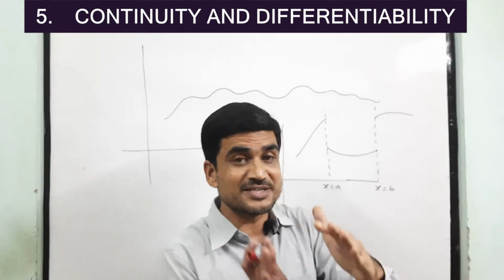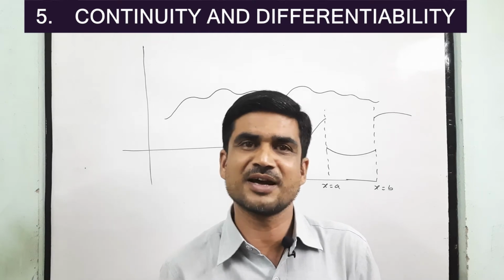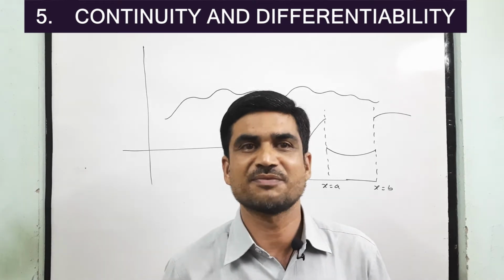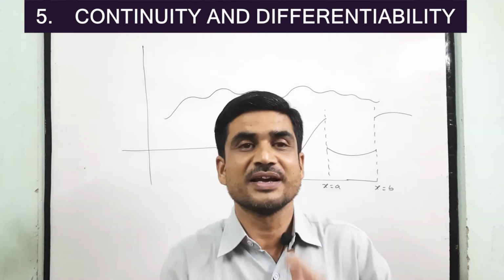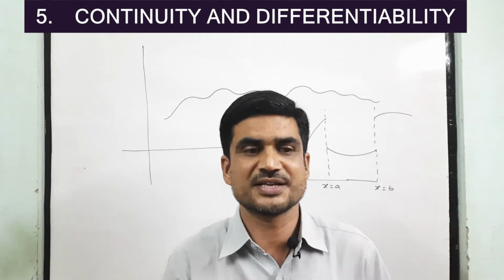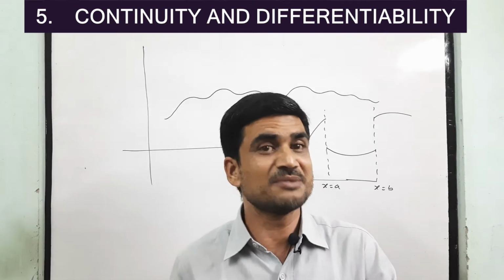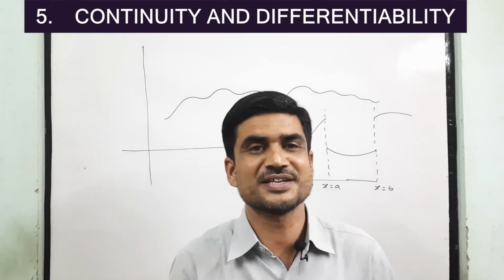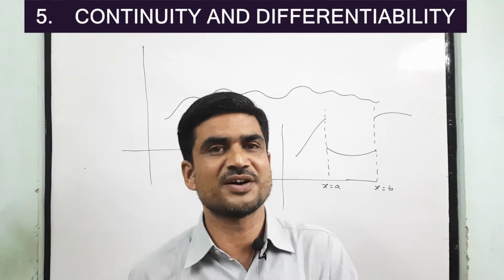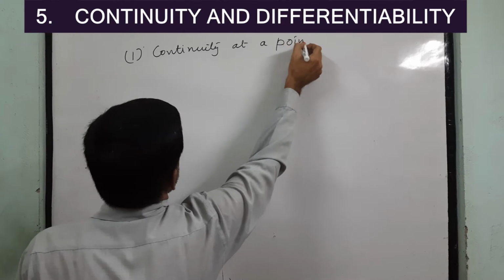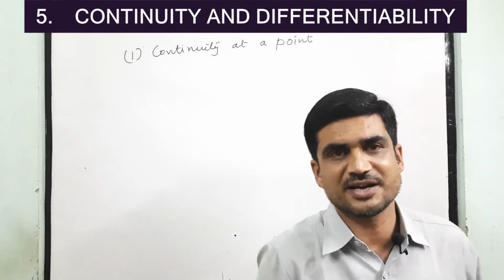So when we are representing graphically, it is very easy to say, just by seeing the graph, that at this point the function is not continuous, at this point the function is continuous, in this interval the function is continuous, in this interval the function is not continuous. Mathematically, how do we find whether the function is continuous or not? First we will see the continuity of the function at a point. At a particular point, we have to say whether the function is continuous or not.